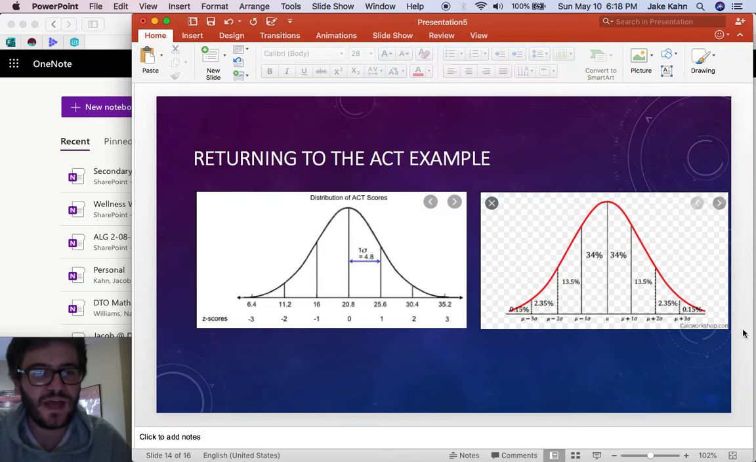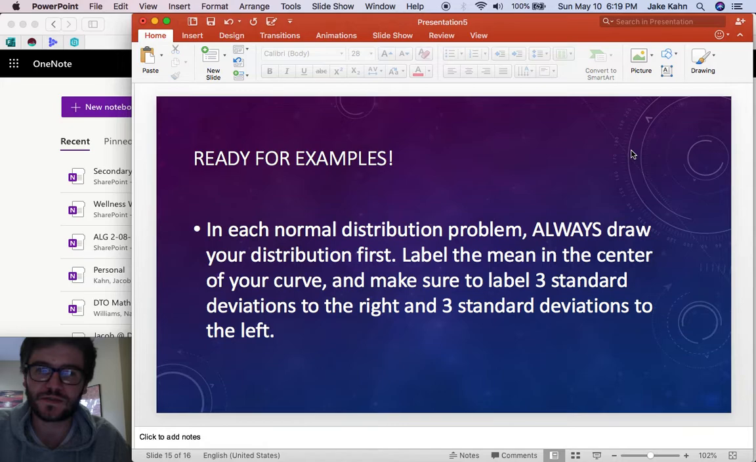Returning to the ACT example, if I asked you what percentage of people scored between a 16 and a 25.6 on the ACT, well, you would say, okay, 16 and 25.6, that's one standard deviation from the mean. That means that 68% of people scored between a 16 and a 25.6 on the ACT. 95% of people scored between 11.2 and a 30.4, and 99.7% of people scored between a 6.4 and a 35.2. Yeah, there's some outliers. There's some people that scored 5 or below, and there's people who scored perfect scores at 36. But they're one in a million, out of thousands of students taking it.